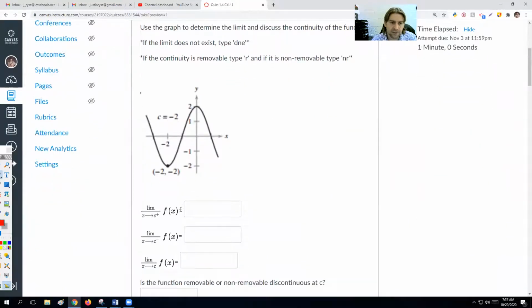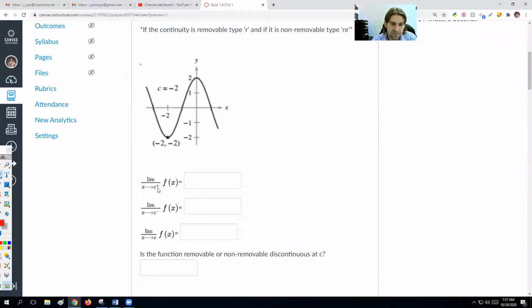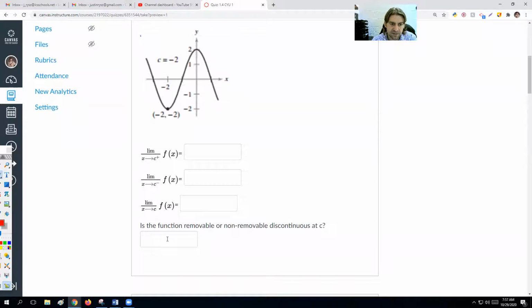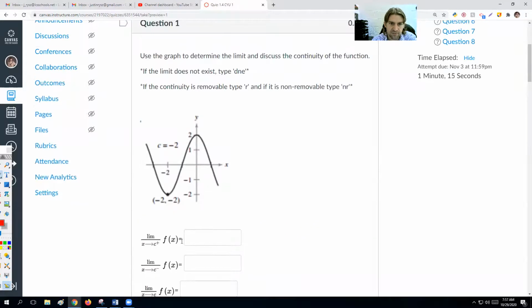So what we're going to do here is look at this function. We have a graph here and our c is -2. I'm going to find the limit coming from the right side, coming from the left side, and then the overall limit. And then I'm going to describe whether this discontinuity is removable or non-removable.